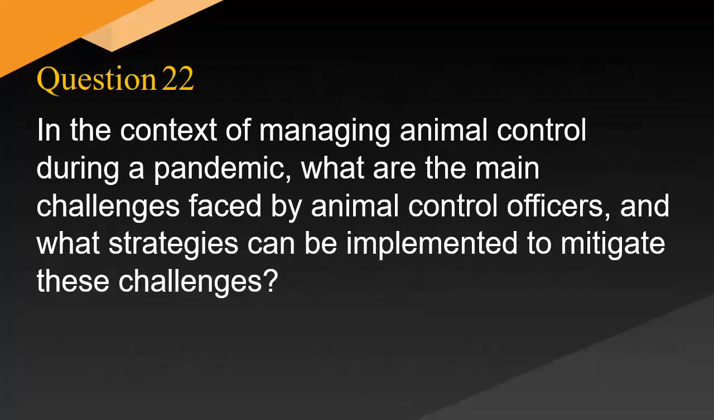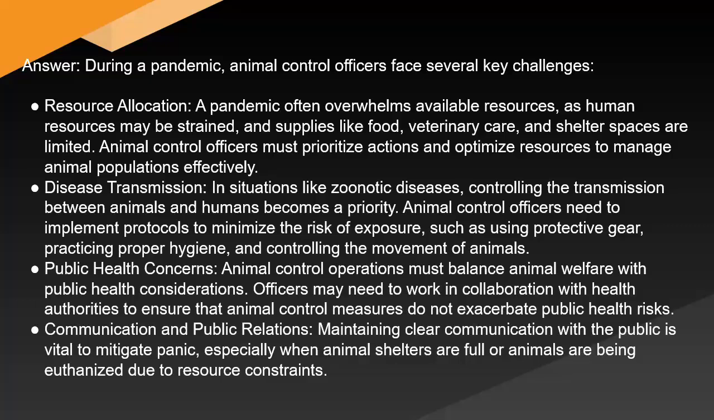In the context of managing animal control during a pandemic, what are the main challenges faced by animal control officers, and what strategies can be implemented to mitigate these challenges? Answer. During a pandemic, animal control officers face several key challenges. Resource allocation. A pandemic often overwhelms available resources, as human resources may be strained, and supplies like food, veterinary care, and shelter spaces are limited. Animal control officers must prioritize actions and optimize resources to manage animal populations effectively.